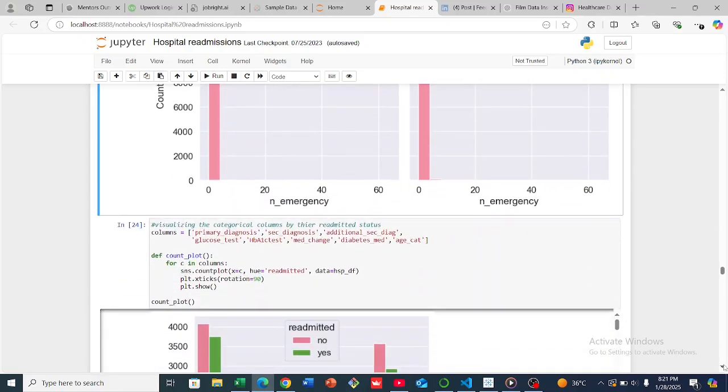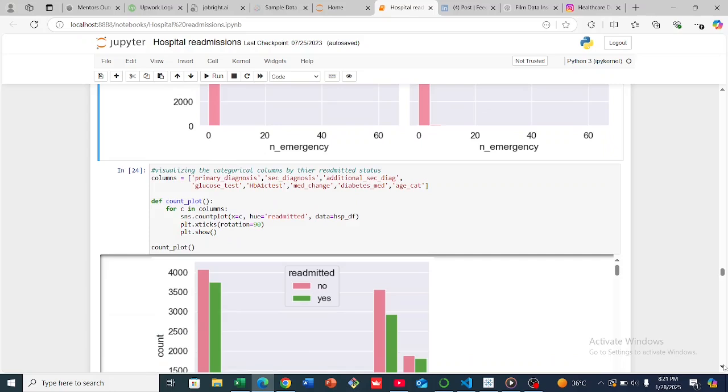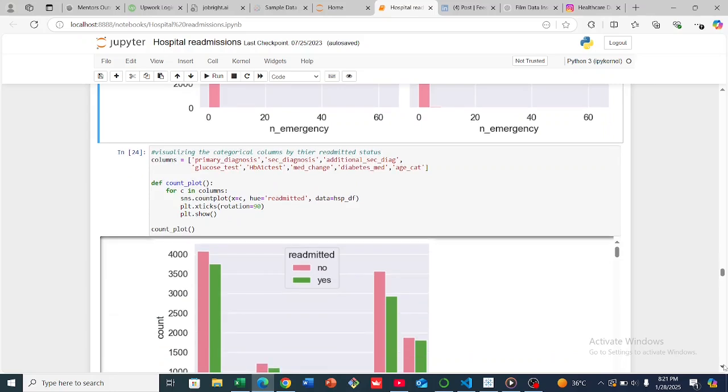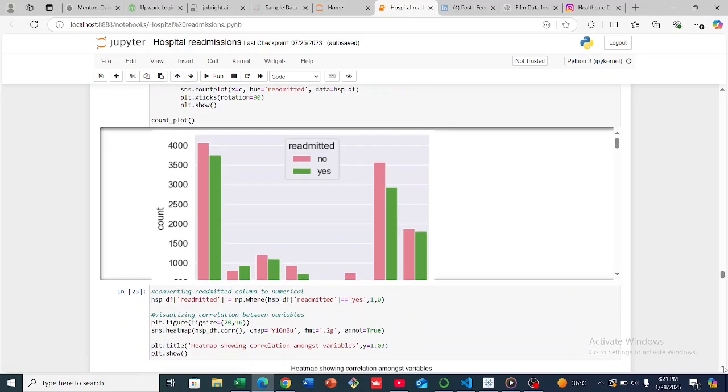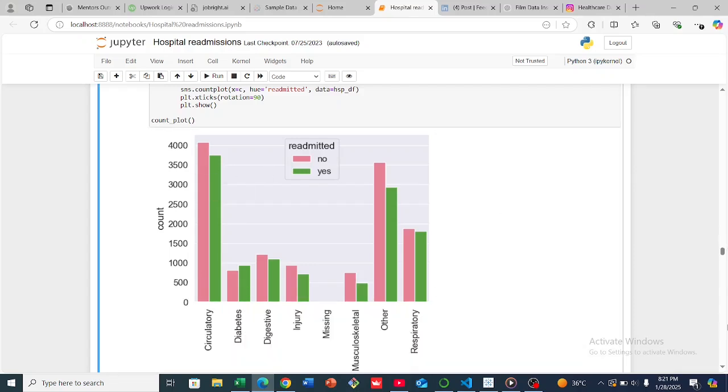Okay, the next thing I did was to visualize our categorical columns by their readmitted status. Also, the first thing we looked at was the numerical columns, right? So now I want to look at the categorical columns, and let's relate it with readmission and see if there's anything specific we can find out from our analysis. So this time around, I used the count plot to plot our readmission in relation to our categorical columns. And let me go ahead and click on this so that we can see all our graphs.